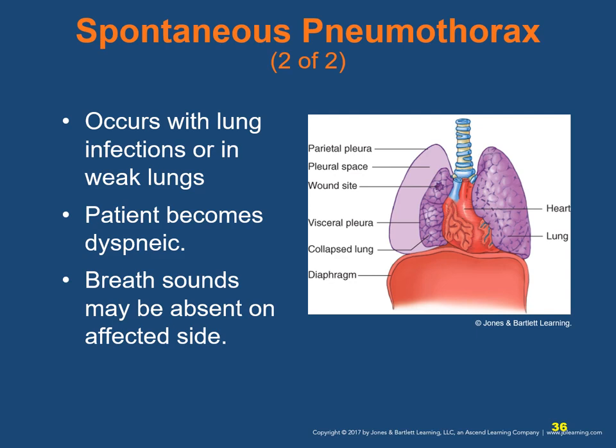Tall, thin males are also at a higher risk. A patient with spontaneous pneumothorax becomes dyspneic and might complain of pleuritic chest pain, a sharp, stabbing pain on one side that is worse during breathing or with certain movements of the chest wall. You can sometimes tell that breath sounds are absent or decreased on the affected side.